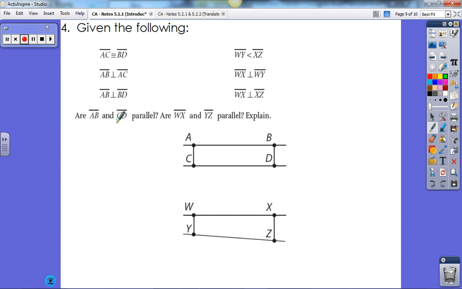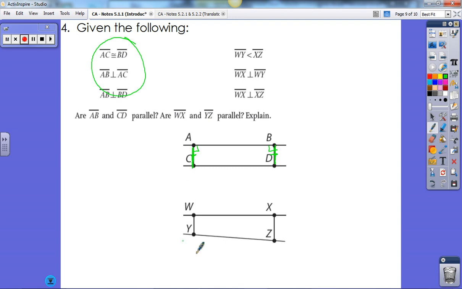I'm given this information. It says are AB and CD parallel. So let's look at this information and determine if they're parallel. It tells me that AB and AC are perpendicular, and that AB and BD are perpendicular. And it also tells me that AC, this line segment, is congruent to this line segment. So I have the same distance between them. And that means they're also going to keep the same distance. So these would be parallel. If they are the same distance between them, that means they're never going to cross. So these would be parallel.